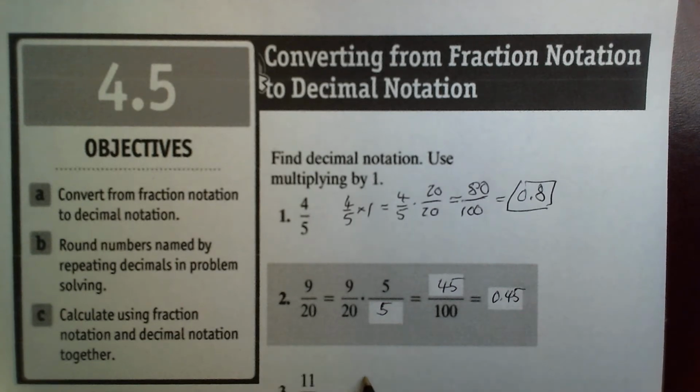Similarly here, 11/40, we multiply that by 25 divided by 25. So in the denominator we get 1000. And 11 times 25 is 275. So 275 over 1000. We have 3 zeros in the denominator. So we move the decimal 3 places to the left. This will then be 0.275.